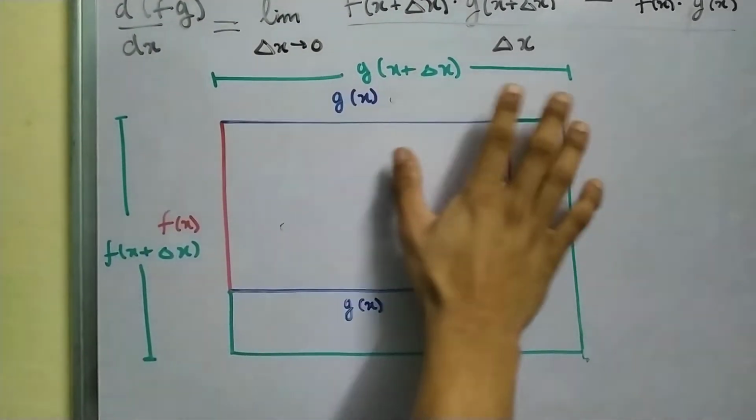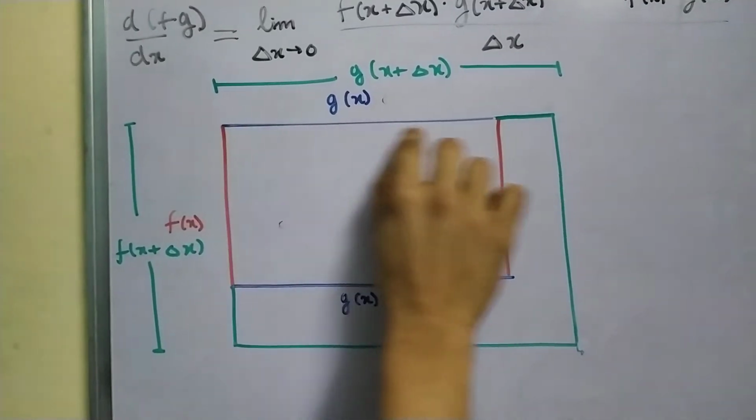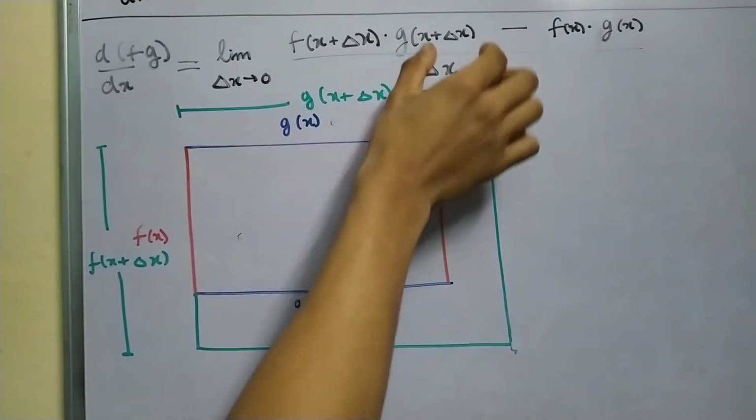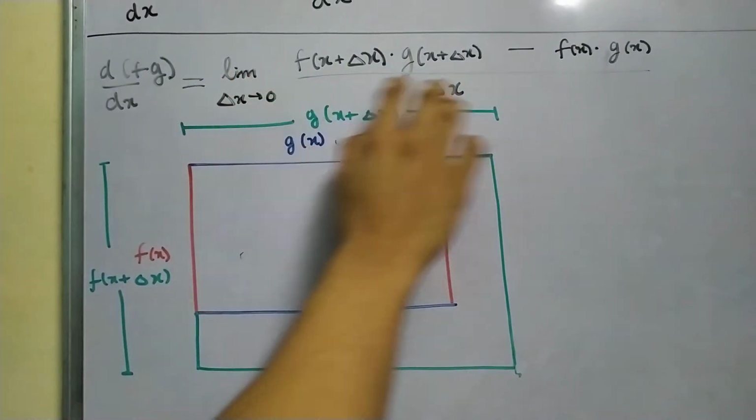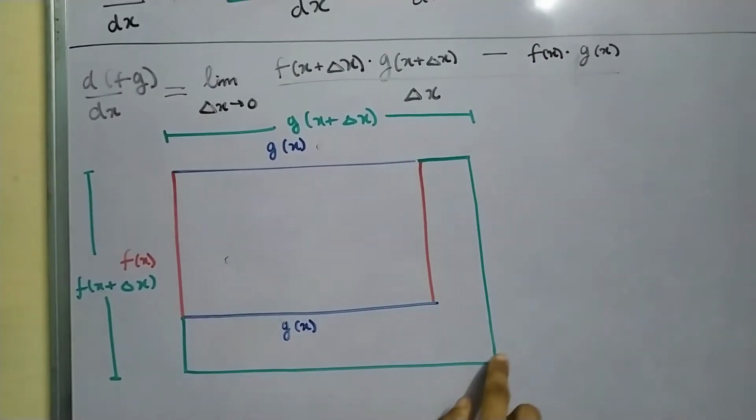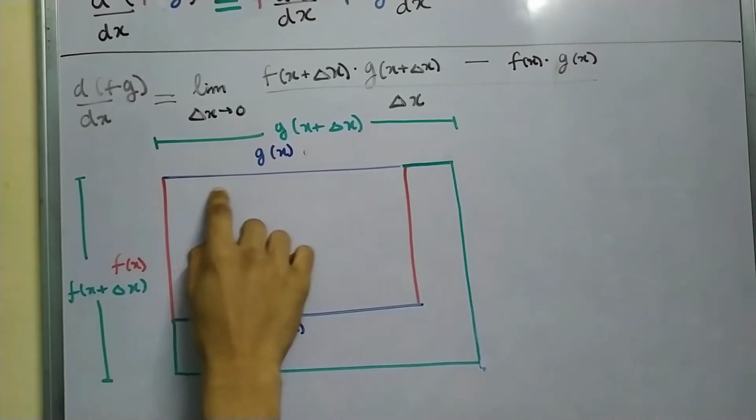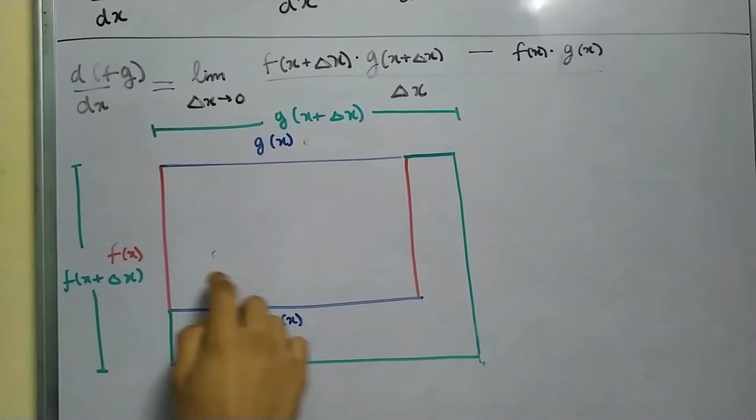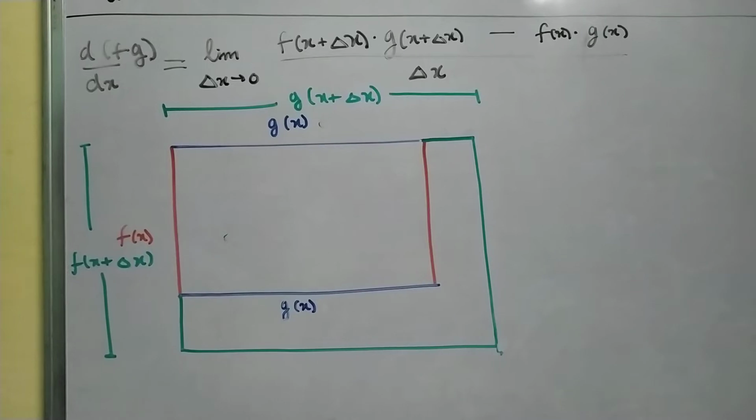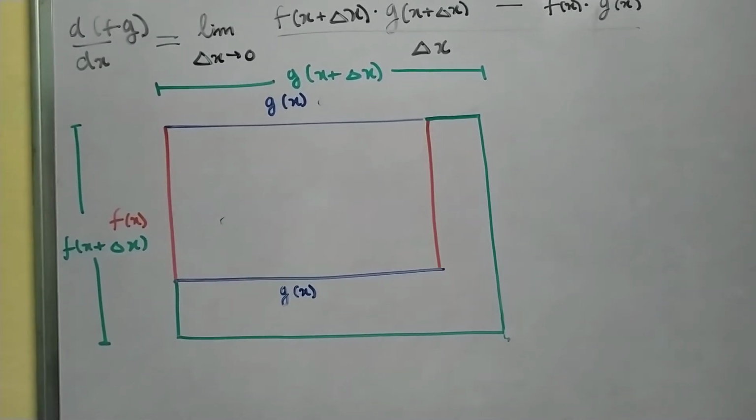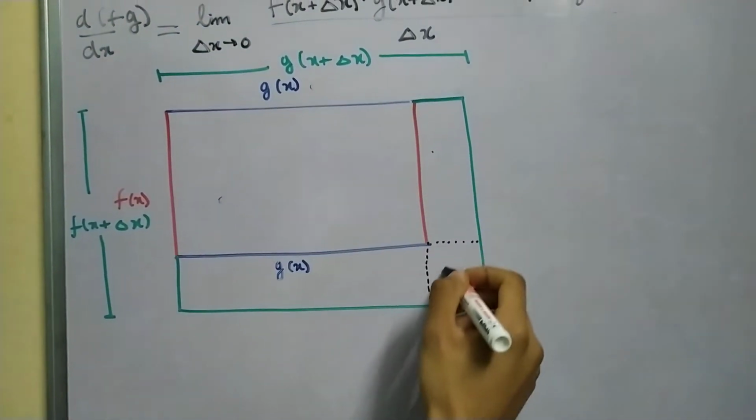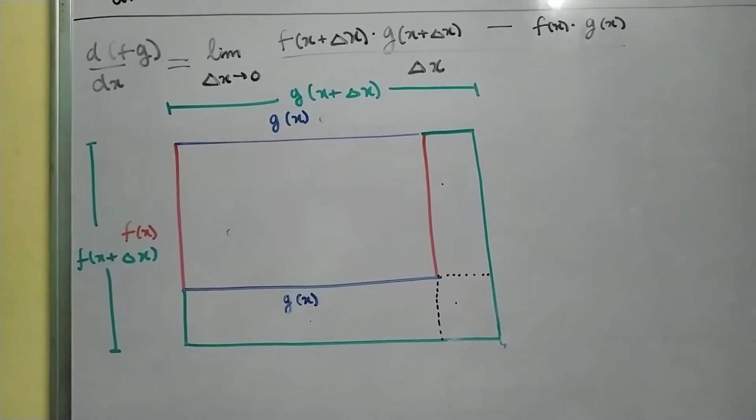So the area of this bigger rectangle, the one having the green edge, will be f of x plus delta x into g of x plus delta x, and to evaluate the numerator we need to find this term minus this term. So the area of the bigger rectangle minus the area of f times g, this smaller rectangle. So I'm left with this area, the area having the green side as the edge. So we need to evaluate this area. Just divide this into parts, okay, and then sum up the areas of the individual rectangles.